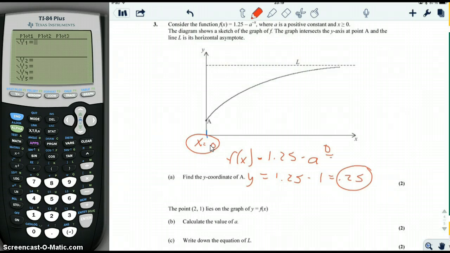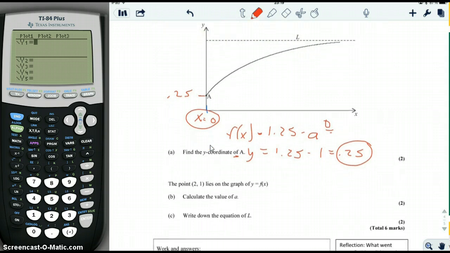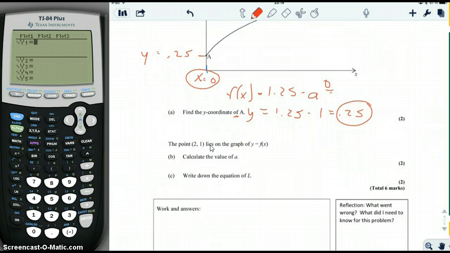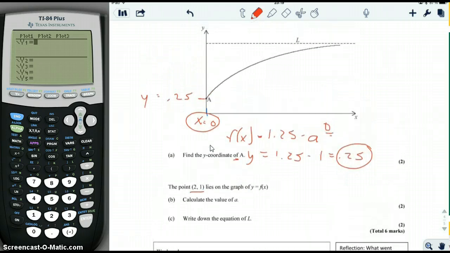So A's height is 0.25. We just figured out what the y-coordinate of A is. The x-coordinate of A, of course, is x equals 0. So that is A. Point (2, 1) lies on the graph. They don't exactly show us where that is, but this graph isn't that exact. So let's say it's right there, (2, 1). Calculate the value of a.